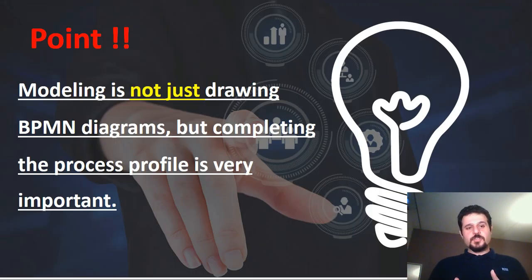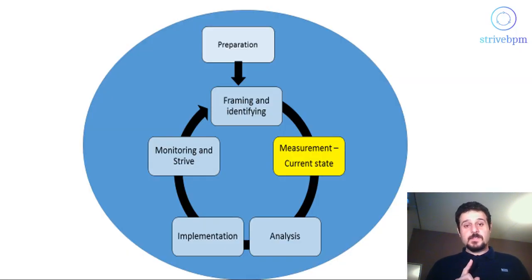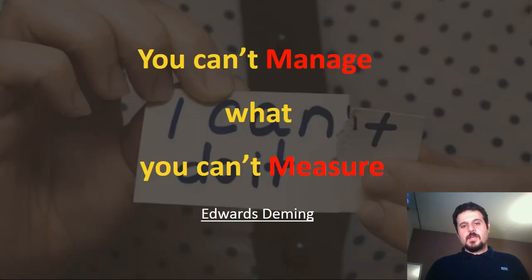Just a consideration: modeling is not just drawing a BPMN diagram. Completing the process profile is very important. But how can we complete the profile for each process? Here is the next step: measuring the current state is a phase in which you can create a profile ID for each process. But what's the profile ID and why should we create it?